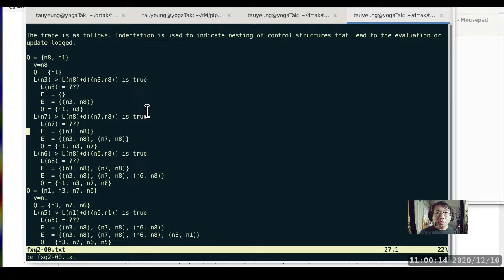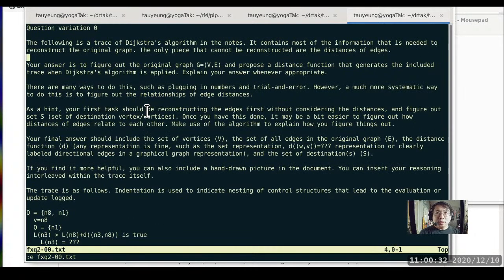So Q is a variable, V is a variable, and then the actual vertices are numbered, I think N0 to N8 in this case. So basically this is a full trace, and the question is asking you to figure out the original graph G equals (V, E). I'm reading this part of the question. And propose a distance function that generates the included trace when Dijkstra's algorithm is applied.